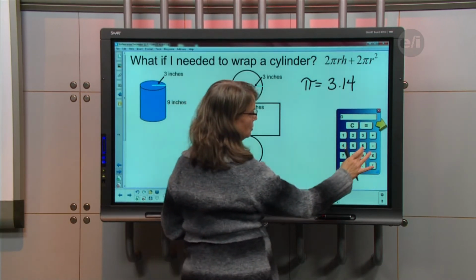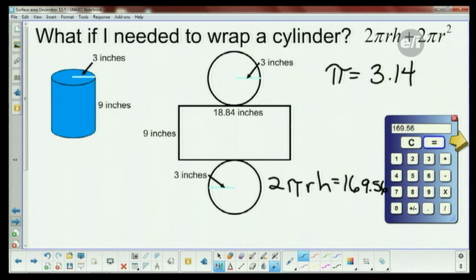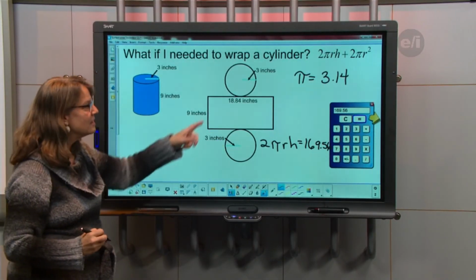So you're going to do 2 times, and the radius is 3, and then times my height, the 9 inches right here. So we're going to times that by 9, and you're going to get 54. So 2 pi r h. And now we have to times it by that 3.14, which equals 169.56. Both of these circles are going to be the same. That's why we have the 2.